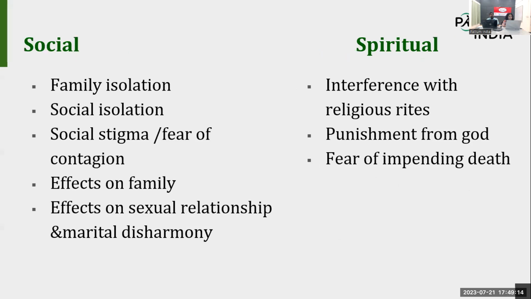Then social. In social life, these patients may become isolated inside the family, or the family members will isolate the patient. So they feel family isolation, and social isolation in society also. Then fear of social stigma. The patient may feel this stigma and will not operate in society. Then fear of contagion: any communication of the disease from me to others, or the society may feel that they could get the disease from the patient. Then the family will also be affected.